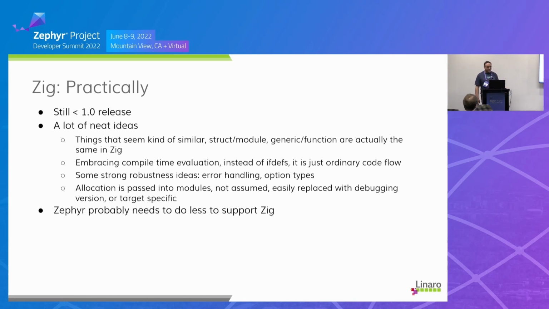They took things that seem similar, like structures and modules. Well, they're actually literally the same thing in the language. Functions, type templates, well, they're the same thing. Your functions can return types, which means they have to run at compile time. Some strong robustness ideas, the idea of option types, error handling, there's no null pointers. The allocator, if you do need one, like you want to have a dynamically allocated array, you have to pass the allocator into that, and they provide a bunch of them, and you can write your own or just point it to Zephyr. This language is probably easier to use in Zephyr, mainly because they're more focused on being able to interact with C and call C.